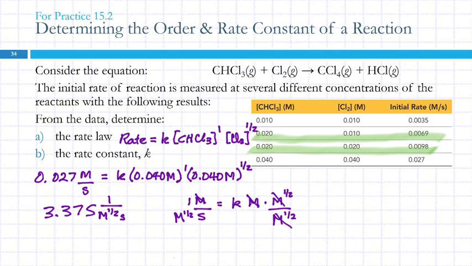Rate constants often have weird units. Is that unit meaningful? No, it's not. Why is it there? It's there because we know the concentrations were moles per liter and the rate was molarity per second, and we need the units to work themselves out. So it's whatever it needs to be. Any questions?